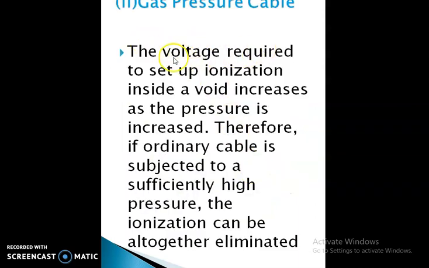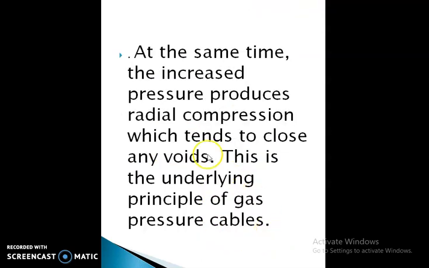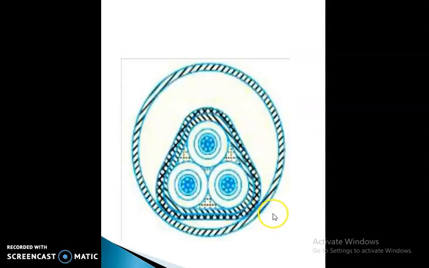Gas pressure cable. The voltage required to set up ionization inside the void increases as the pressure is increased. Therefore, if ordinary cable is subjected to a sufficiently high pressure, the ionization can be altogether eliminated. At the same time, the increased pressure produces a radial compression which tends to close any voids. This is the underlying principle of gas pressure cables.